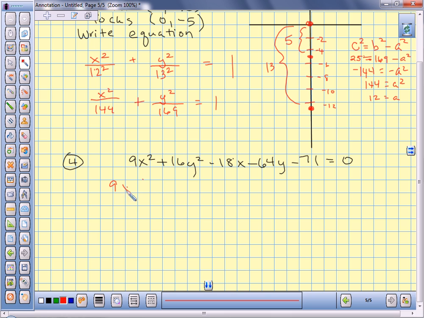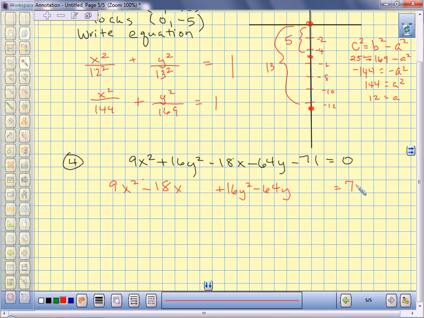All right, so I have to factor out the 9 here, and factor out the 16 here. Okay, so what do I add here? 1. But it's really 9 times 1, so what do I add here? 9. What do I add here? 4. Take half and square. So I have to add whatever here. 64.